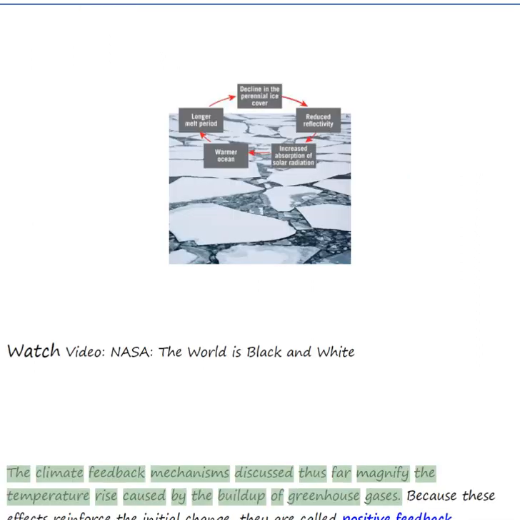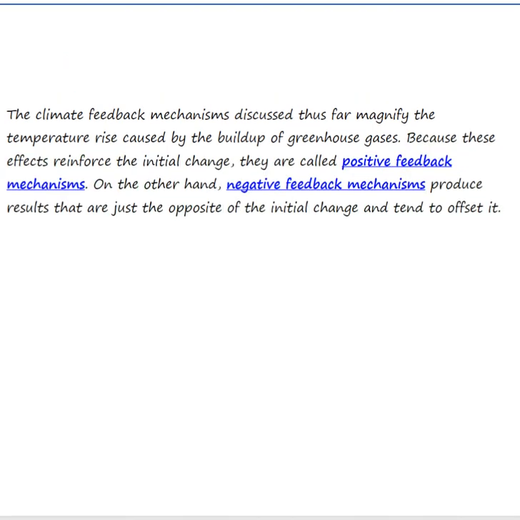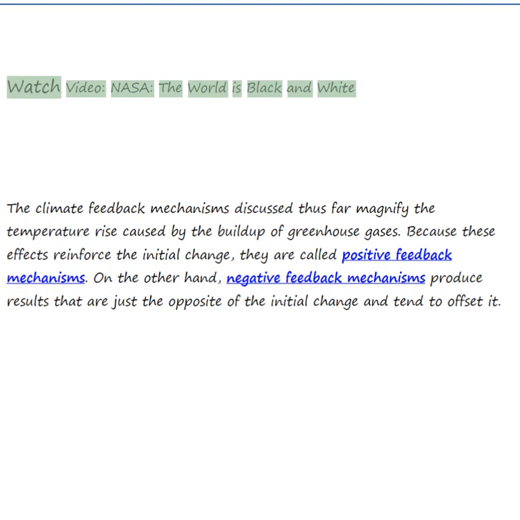The climate feedback mechanisms discussed thus far magnify the temperature rise caused by the buildup of greenhouse gases. Because these effects reinforce the initial change, they are called positive feedback mechanisms. On the other hand, negative feedback mechanisms produce results that are just the opposite of the initial change and tend to offset it. Watch video, NASA, The World is Black and White.